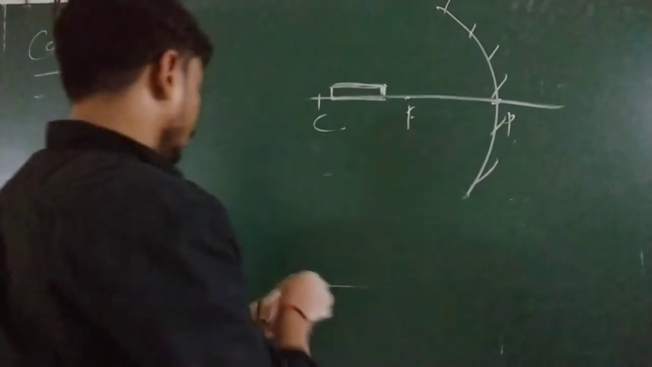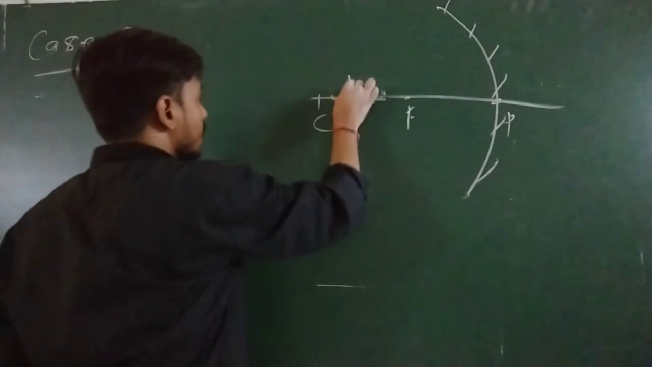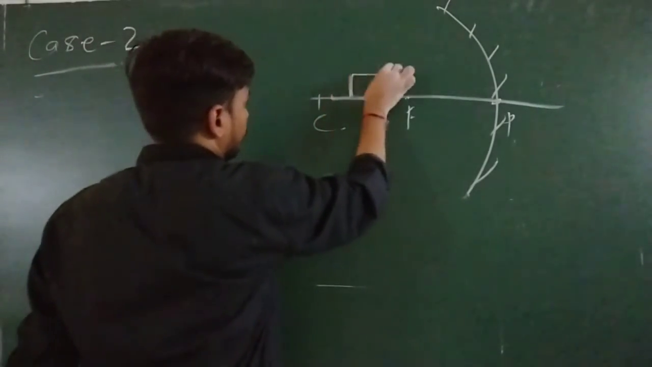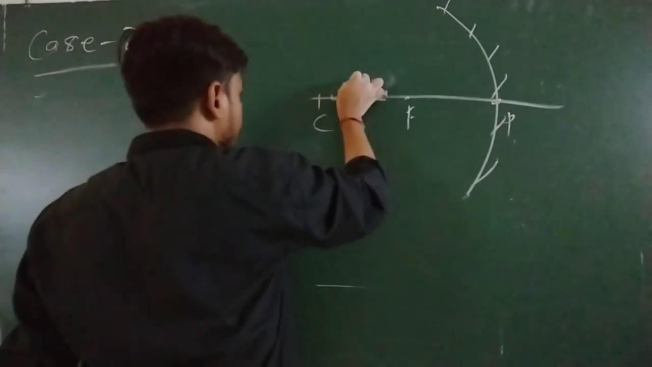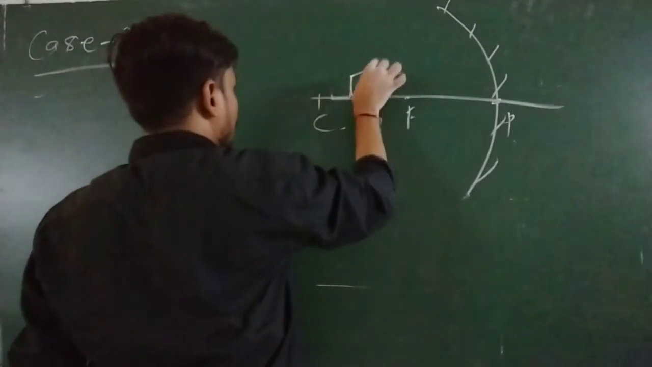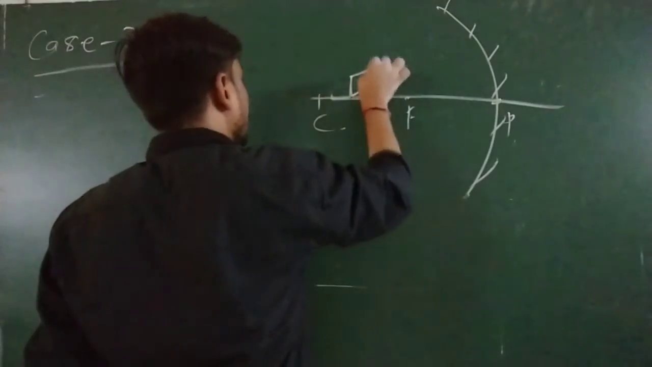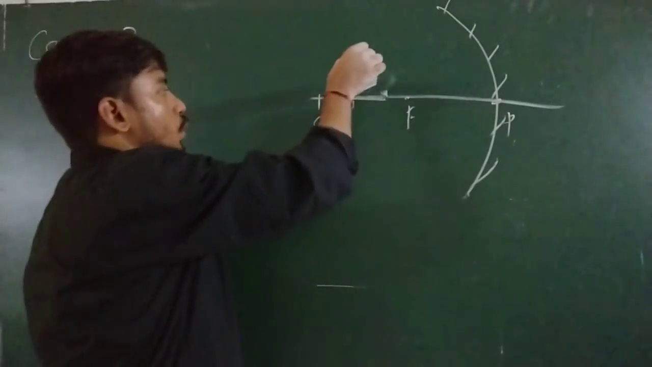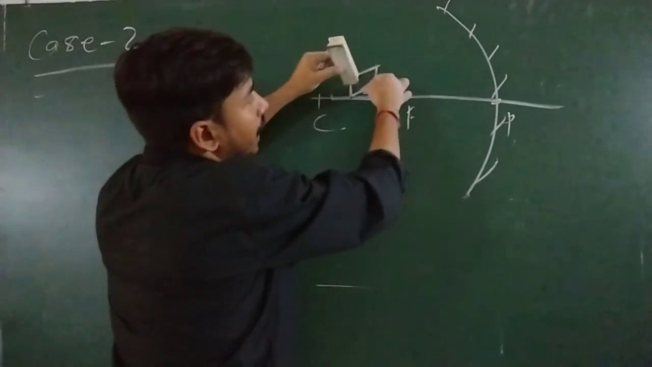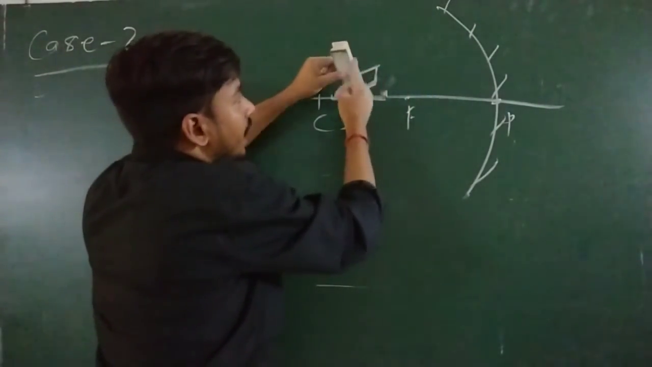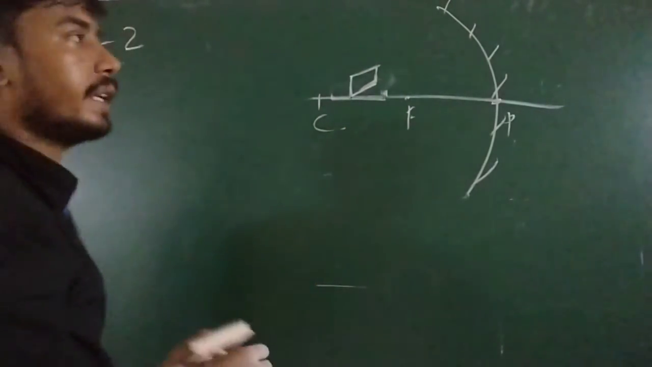This is also very easy. We are not going to do a lot of work here. See, the object is kept like this. So this is perpendicular to the principal axis and this is also perpendicular to the principal axis. So this will give us lateral magnification, and this will also give us lateral magnification.